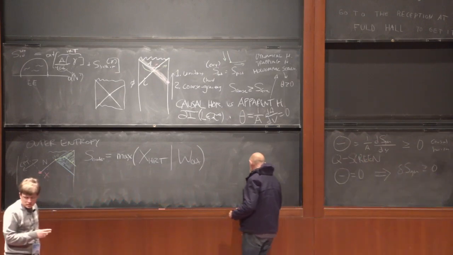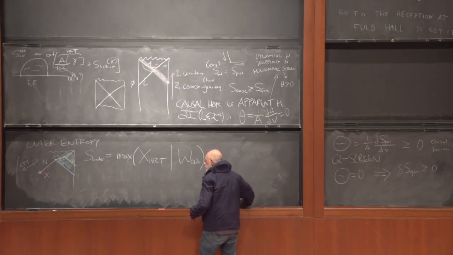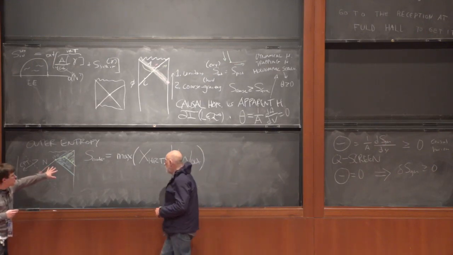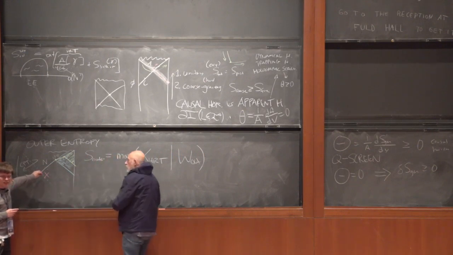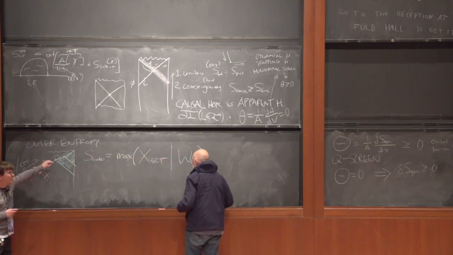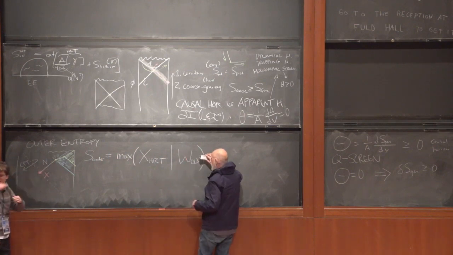Okay, so I should say, the thing that goes wrong with the causal horizon if you do this is that it's generally not possible to find an extremal surface that has as much area as the causal horizon. In general, the maximum is, yeah.